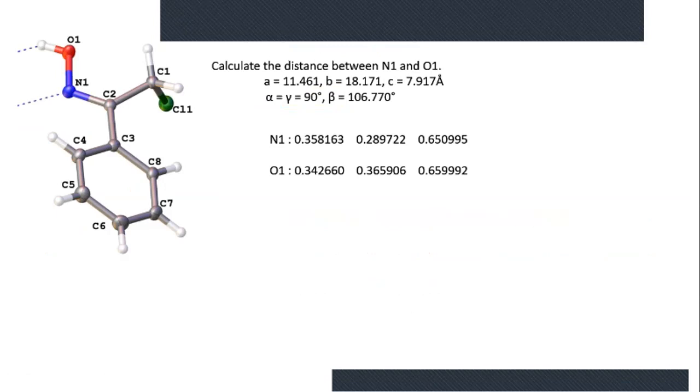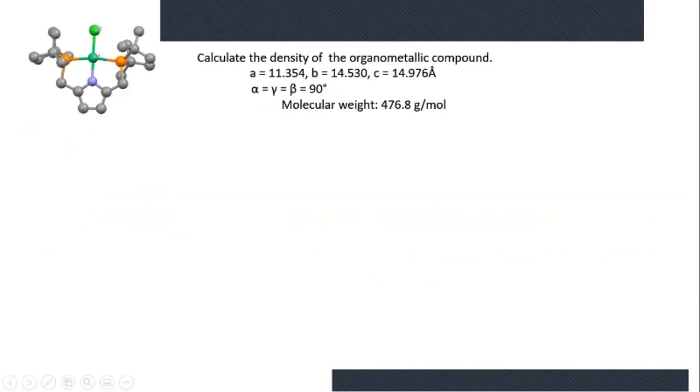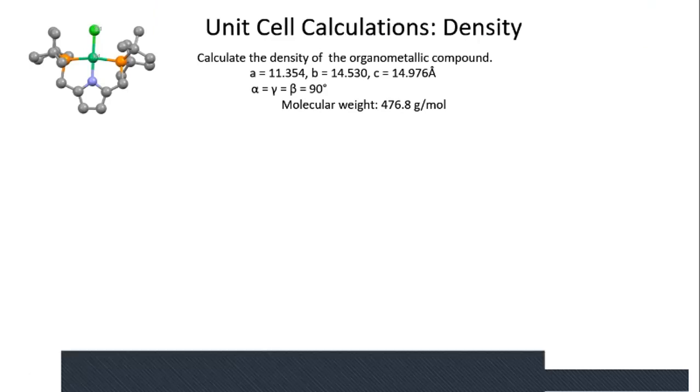We've already done this, I'll move on because I'm kind of running the horse into the ground with bond distances, but moving on to a different type of calculation here. Here we want to calculate the density of this organometallic compound. So this is similar to the structure where we calculated the nickel chlorine bond distance, but it's telling us that the molecular weight of this compound is 476.8. The unit cell parameters are given here, and we want to calculate the density of this unit cell.